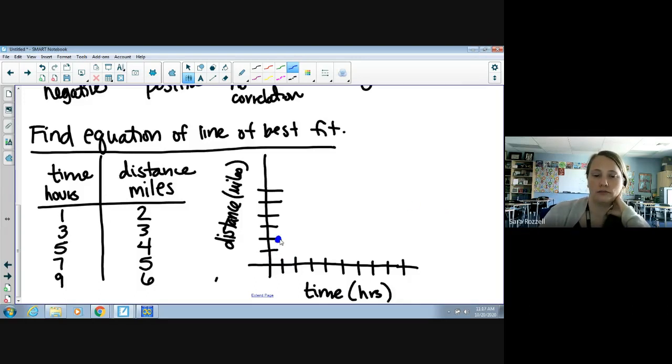1, 2. 3, 3. 5, 4. 7, 5. 9, 6. You could go ahead and do a rough sketch of a line of best fit through here if you'd like to. So you can kind of see these are all in a straight line, so that's kind of nice. There's nothing random about them.